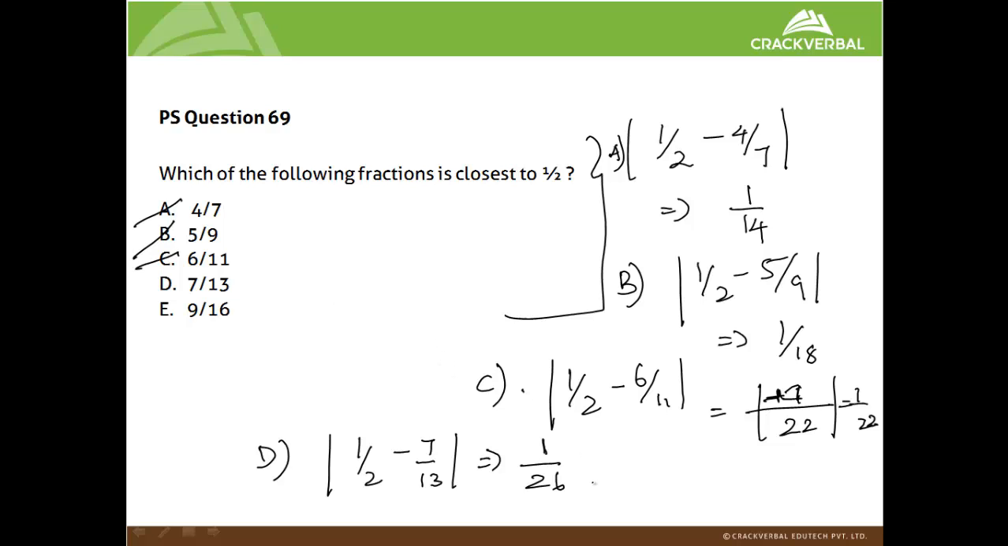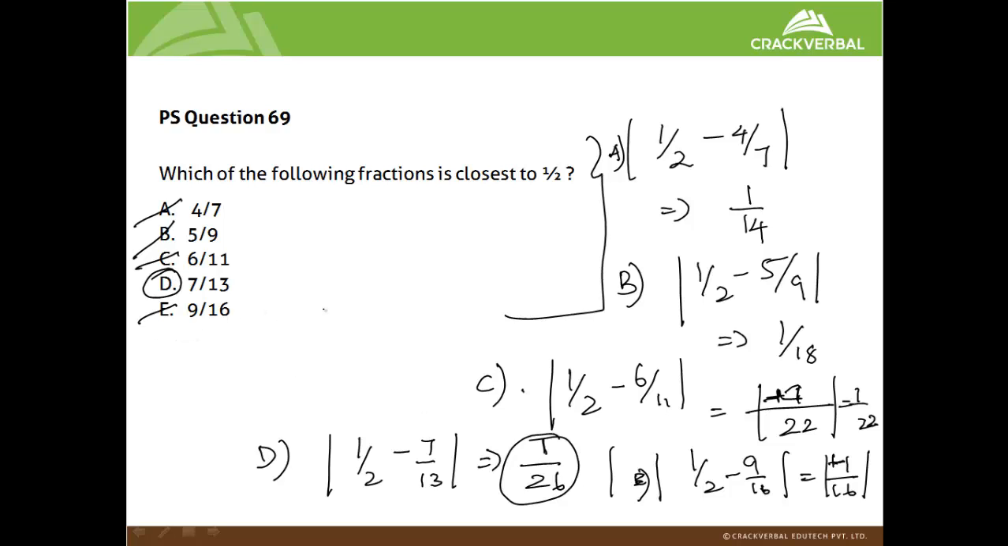Answer choice E is 9 by 16, the modulus of half minus 9 by 16. The LCM of 2 and 16 is 16 itself. So 8 by 16 minus 9 by 16 gives minus 1 by 16, which is plus 1 by 16 when you take the modulus. So 1 by 16 as the distance is bigger than 1 by 22. We can eliminate answer choice E because we have a much smaller value, which is 1 by 26. So the answer has to be D, 7 by 13.